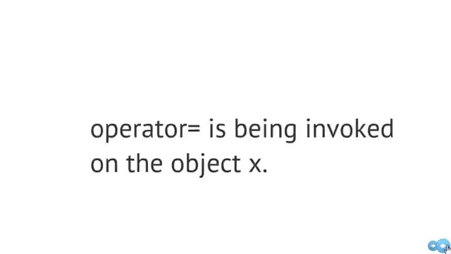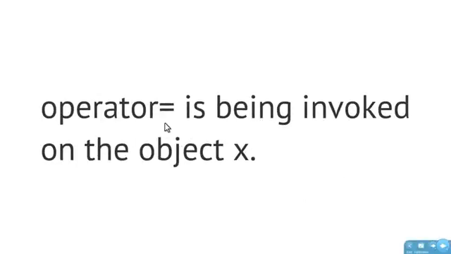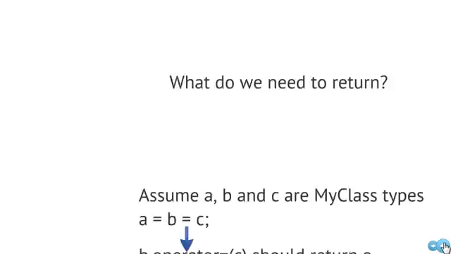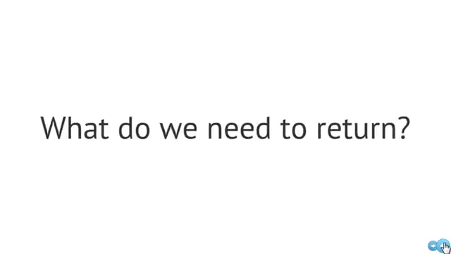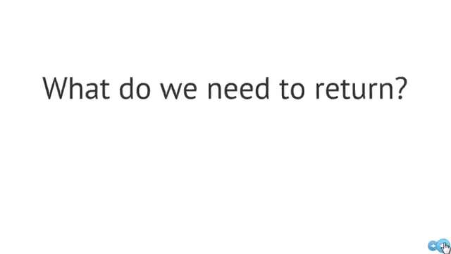Hopefully that makes a little bit more sense. So again, just to emphasize, the function that we had for overloading the assignment operator is being invoked on the object x. And why do we need to return, or what do we need to return? We've already specified what the function prototype is, so we know it's a reference to my class, but really, why do we need to return that?